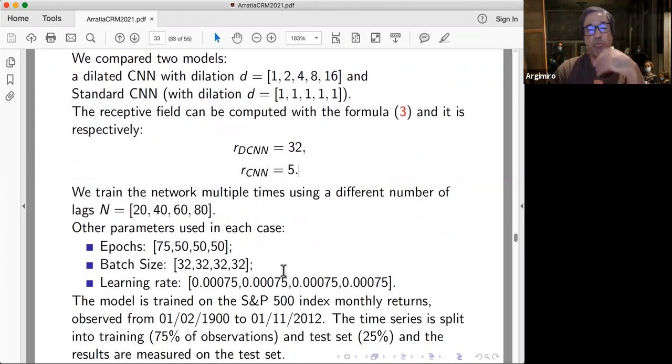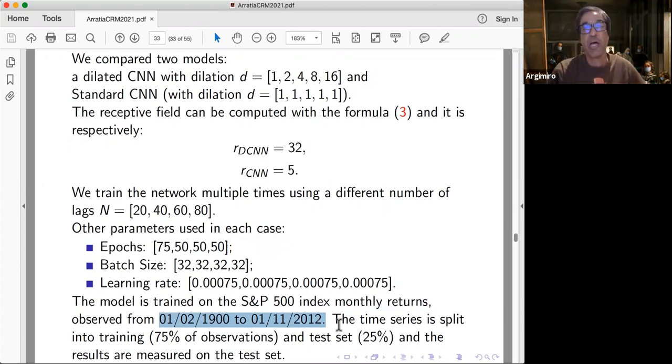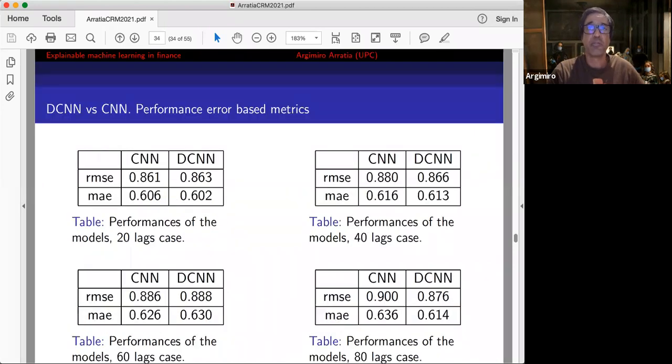So we train the network multiple times, and we test other ranges of parameters, different epochs, batch sizes, learning rates, and so on. And now we train both models on the S&P 500 index monthly returns from 1900 to 2012, training on 75% of the observations and testing on 25%. And here are the results.